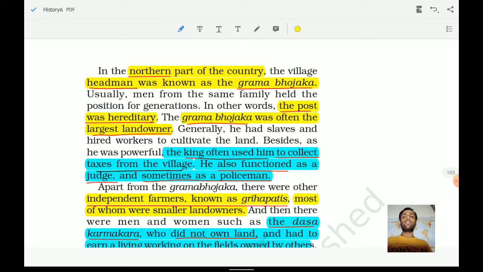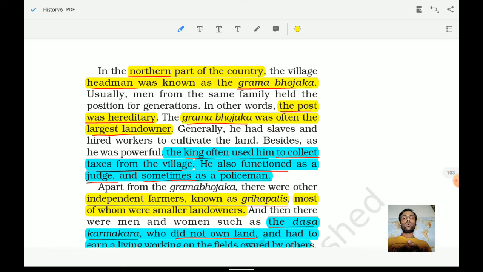Right. So the Gram Bhojika was often the largest landowner, and the king often used him to collect taxes from the villages. So we have already understood why this system of collecting taxes and the elaborate system of different officials and officers was important. And in that time, when different kings were ruling in different parts, they must have developed different systems. That is where it becomes important what type of work was given to the Gram Bhojikas.